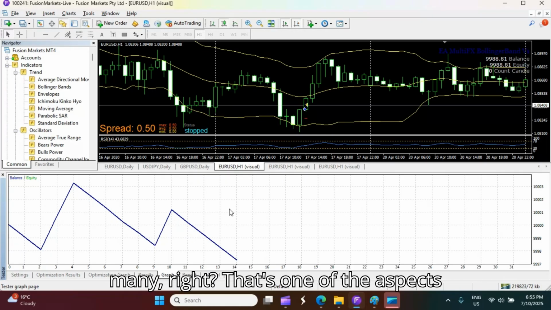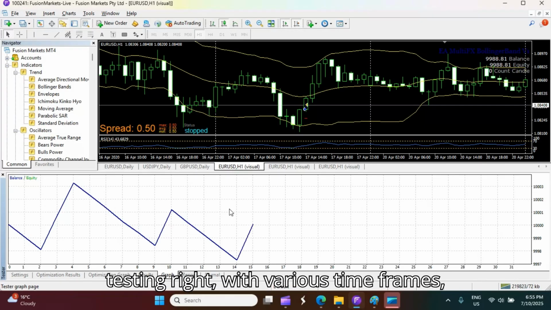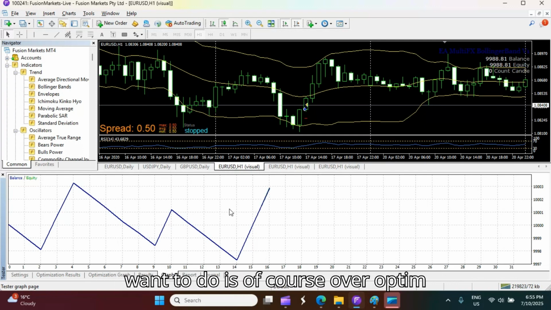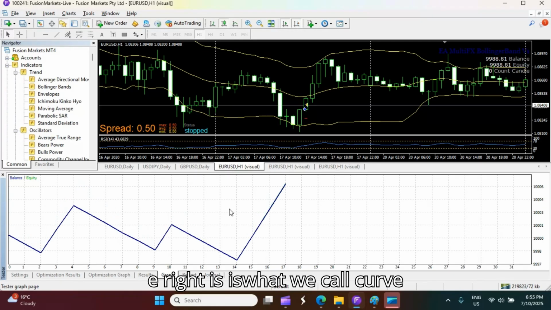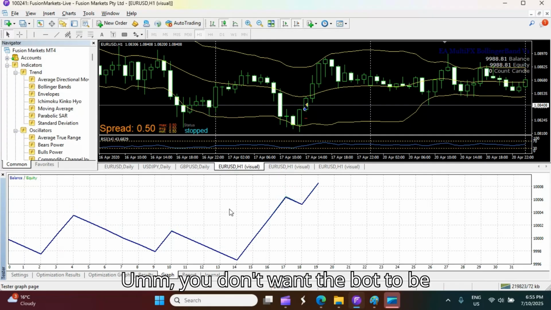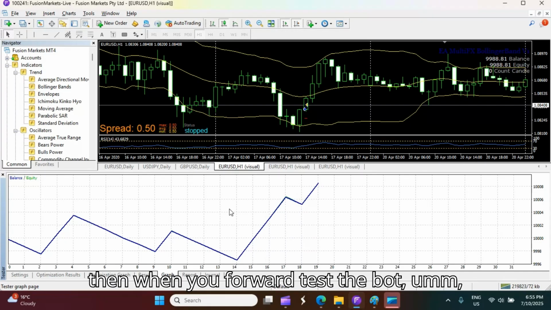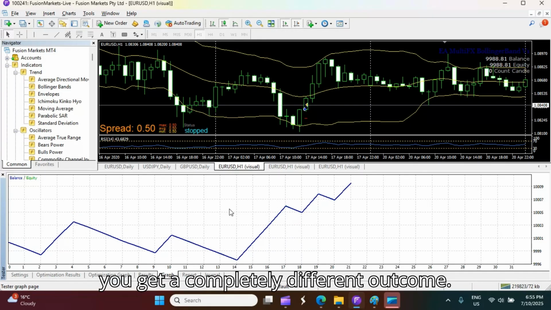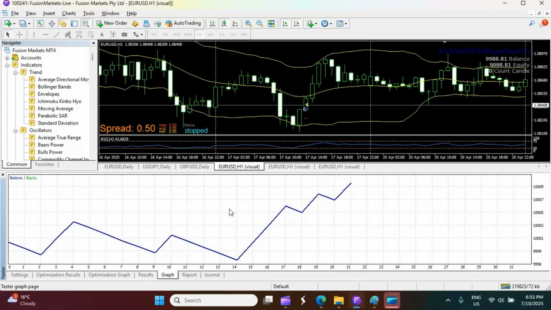And that's one of the aspects of doing a lot of testing, right? With various time frames, various configurations, eventually you're going to find a balance. What you don't want to do is, of course, over optimize. It's what we call curve fitting. You don't want the bot to be profitable over a specific period, and then when you forward test the bot, you get a completely different outcome.